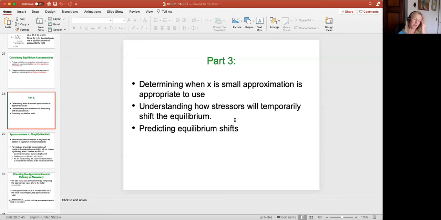And this happens a lot in equilibrium scenarios where you change a concentration, you add temperature, or you maybe decrease the volume of a gas. That's going to temporarily affect that reaction. It's going to make that reaction either go forward or reverse, and then that reaction is eventually going to come back to equilibrium. So we're going to look at those stressors and predicting the equilibrium shifts that happen.